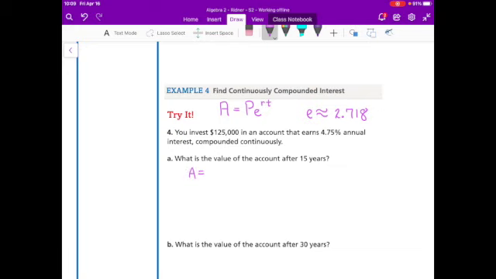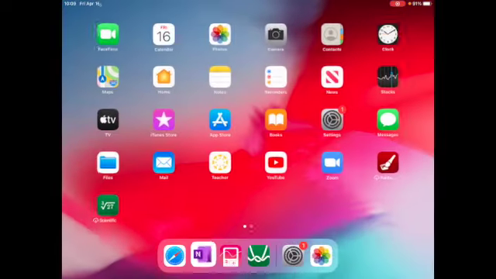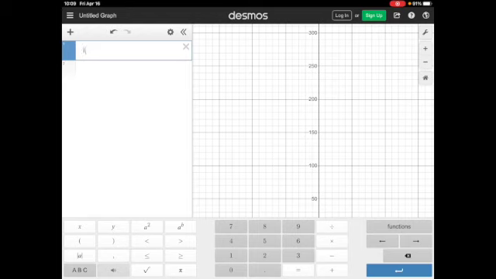So if I have A equals, I'm investing $125,000. I wish I had $125,000 to invest. E to the rate, remember I have to divide it by 100 to get 0.0475. T is still time, so my letters haven't changed. I just have to know that E is continuous. And so then go back to Desmos.